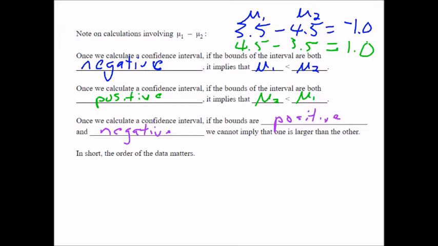In short, the order of the data matters. So it matters that there's population 1, population 2. We're going from 1 to 2 because we need to check to see negative, positive, or both. So keep that in mind as we move forward.